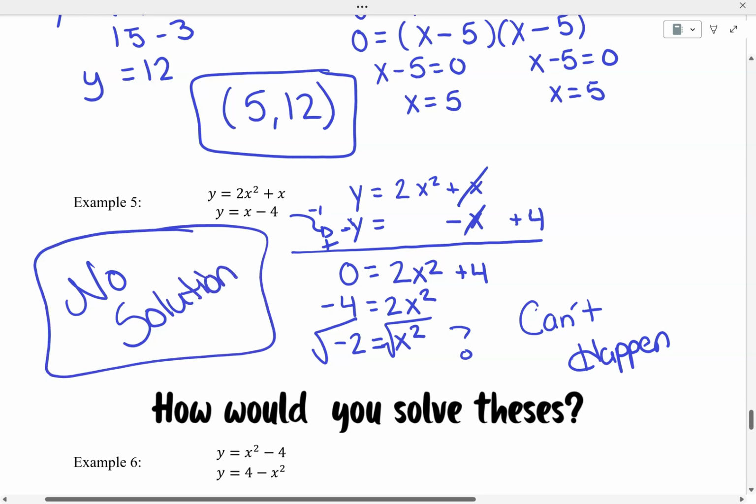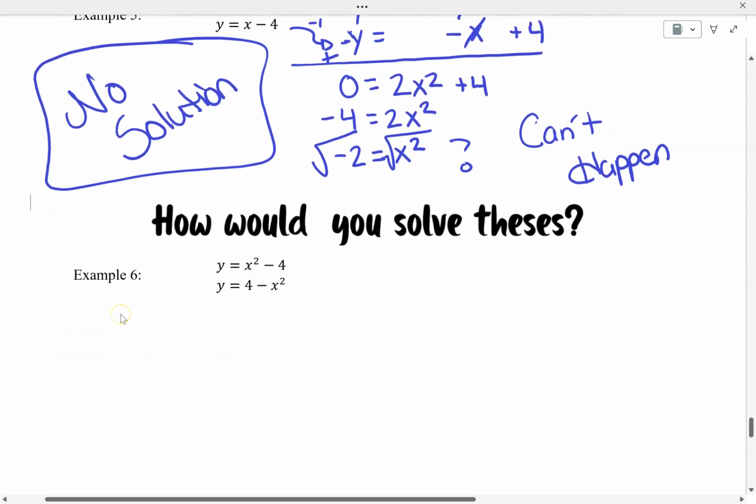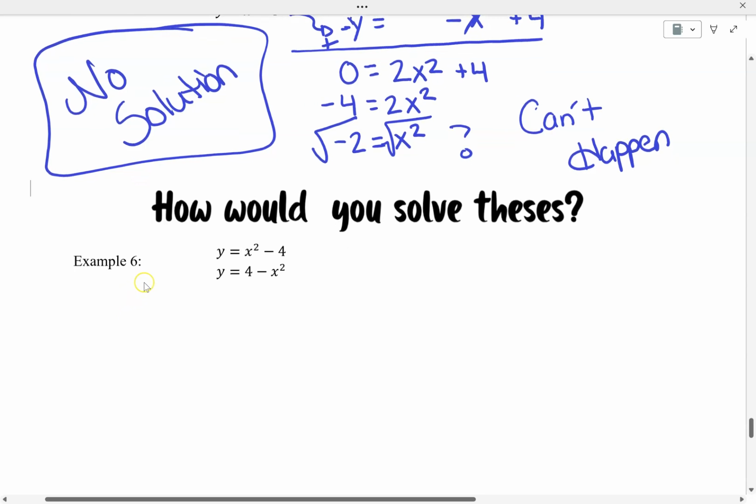Okay? So now I gave you an example of each one of those on how they're going to look. Now let's have some fun. How would you solve these? Okay, I think I have like 2 or 3 of these. So notice this is a quadratic. Notice this is a quadratic. How would you like to solve this one?